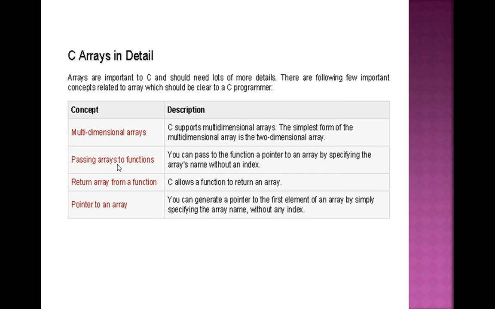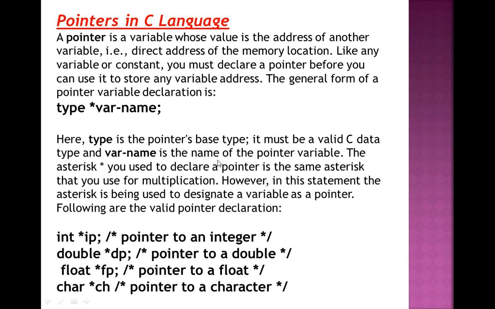Then we have also discussed C arrays in detail, that is multidimensional arrays, passing arrays to functions, returning arrays from a function, or pointer to an array. Then we also discussed what a pointer is, some basics of pointers. But today I am going to cover the full topic, that is pointers. So a pointer is a variable that can store the address of another variable.